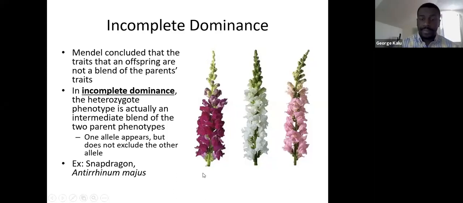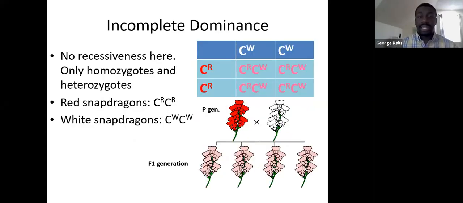And so we're going to take a look at how to do a Punnett square for incomplete dominance. And so this is what it's going to look like here. With incomplete dominance, we don't have any recessiveness, because like I said, each allele is going to show up and blend together here. So all we have are homozygotes and heterozygotes. We don't have any dominance, we don't have any recessiveness.